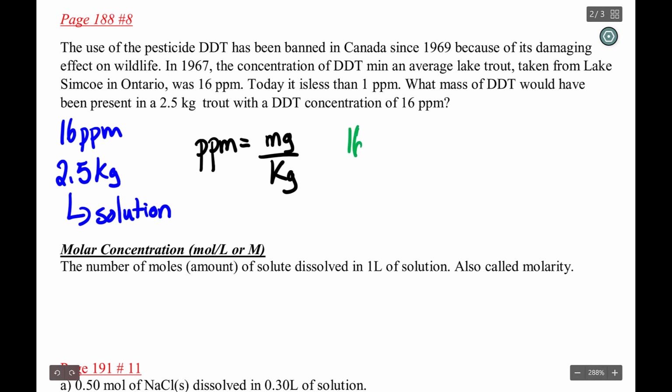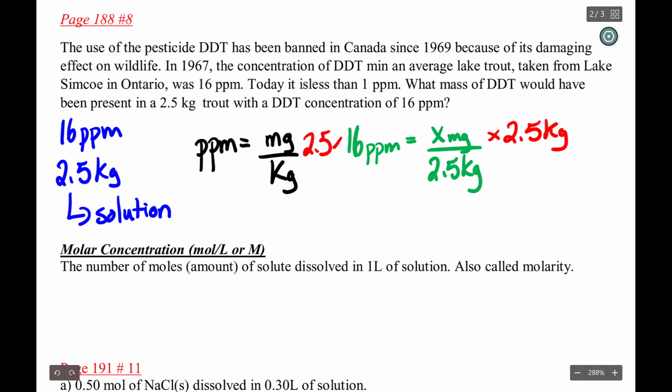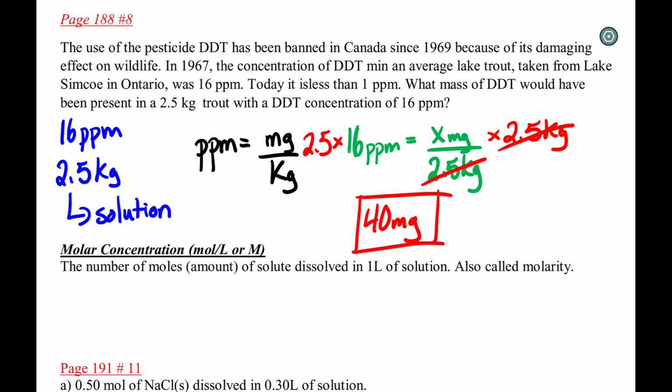I have 16 parts per million is equal to an unknown mass in milligrams of DDT all over 2.5 kilograms of trout. In order to rearrange this, I have to do the opposite operation of division, which is multiplication. So I'm going to multiply 2.5 kilograms up on both sides. That's going to cancel that out. And so this is going to give us a total of 40 milligrams of DDT in a trout if the concentration is 16 parts per million.